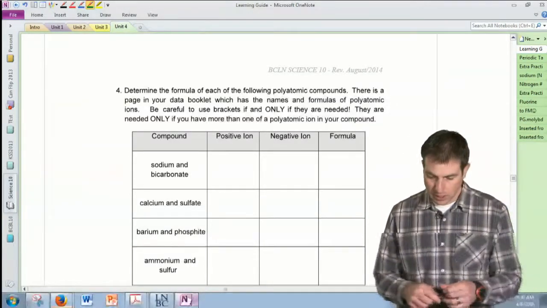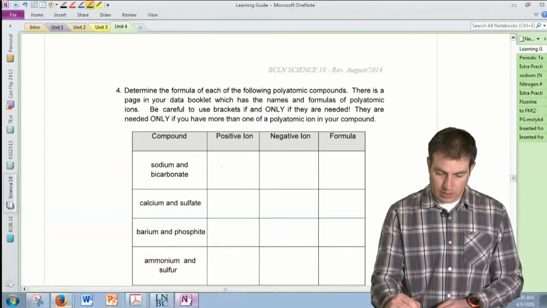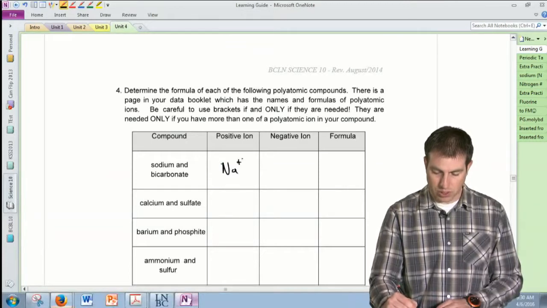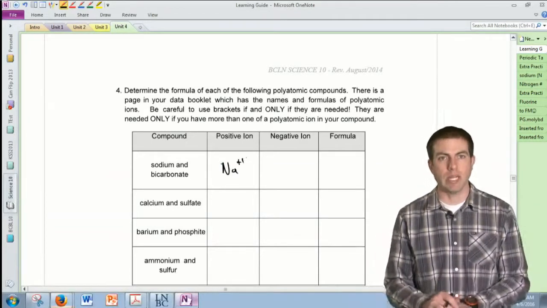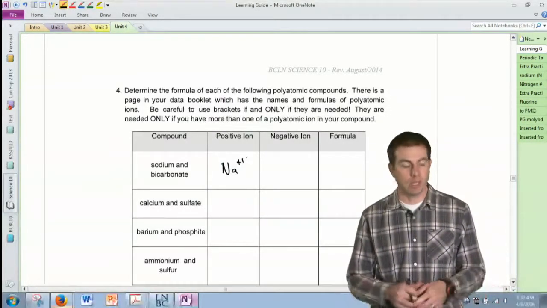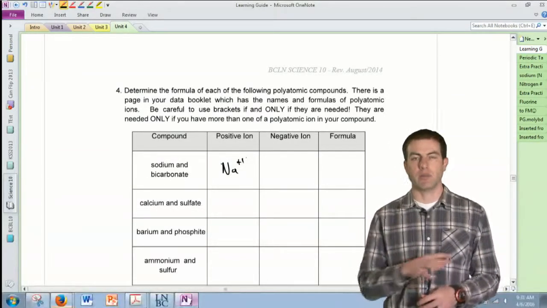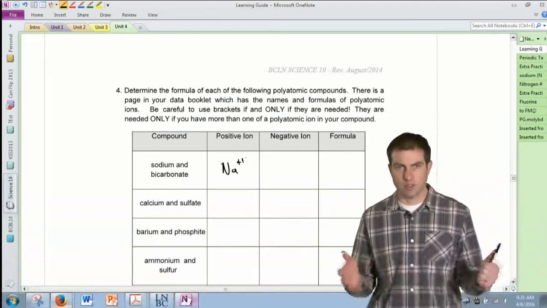So here we go. Sodium is Na, and sodium has a charge of +1. Bicarbonate isn't on the periodic table. This is where some of us are going to get really confused and try to find bicarbonate all over the periodic table, and it's not there, it's not there, it's not there.